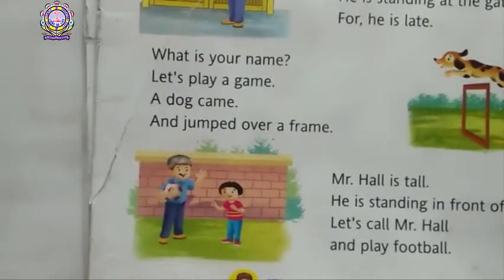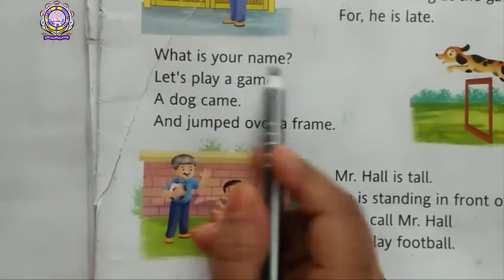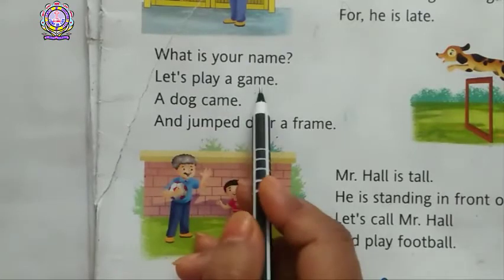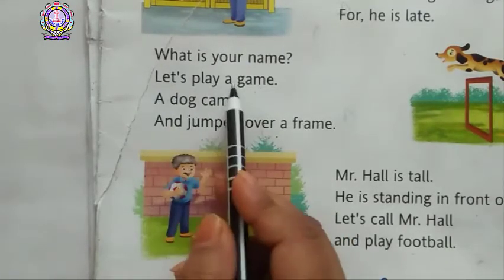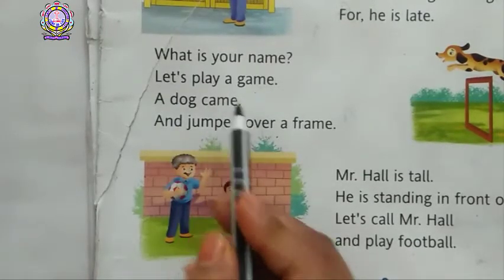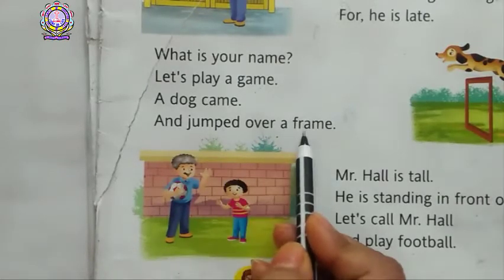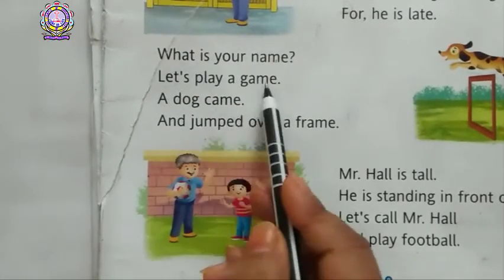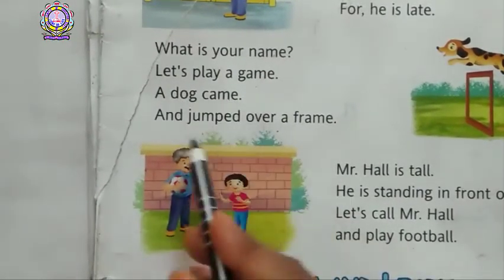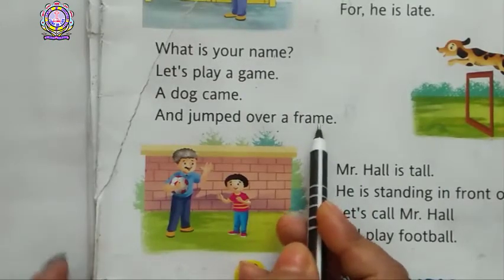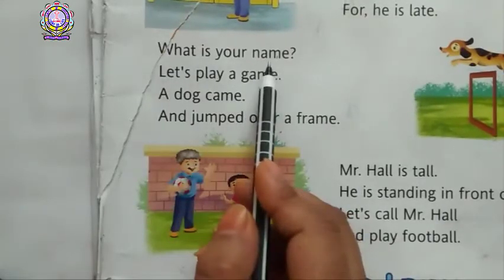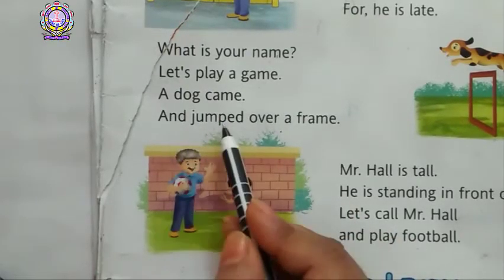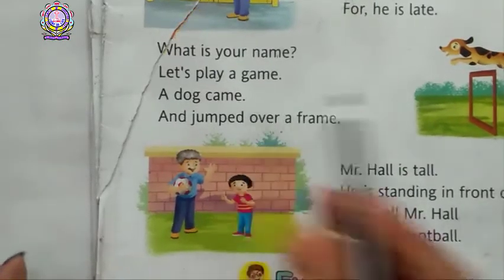After your reading, let's read second para, okay? What is your name? Let's play a game. A dog came and jumped over a frame. Let's read one more time. What is your name? Let's play a game. A dog came and jumped over a frame. Now you read this one.